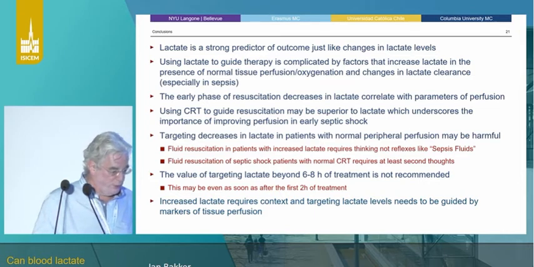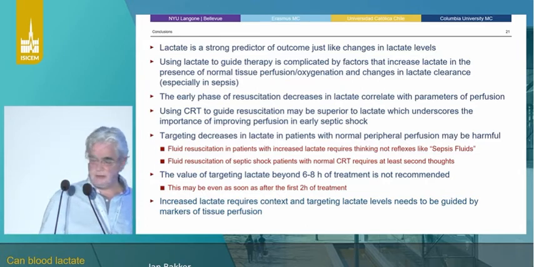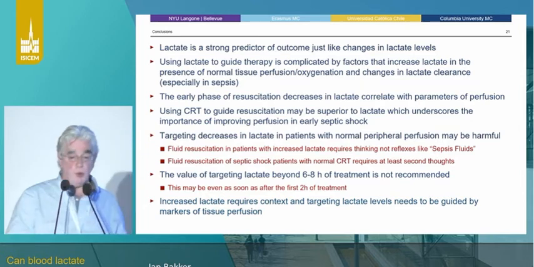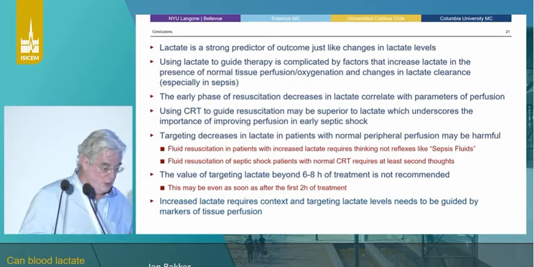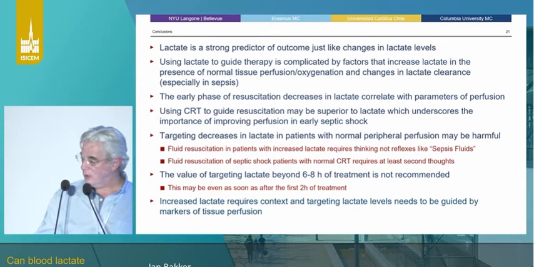The value of targeting lactate beyond 6 to 8 hours is, I think, not recommended, given the data we have. And most importantly, increased lactate levels require context. And targeting lactate needs to be guided by markers of tissue hypoperfusion.